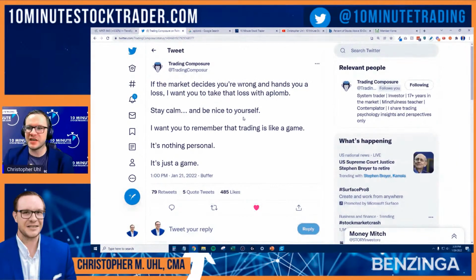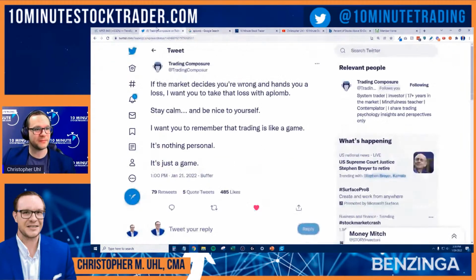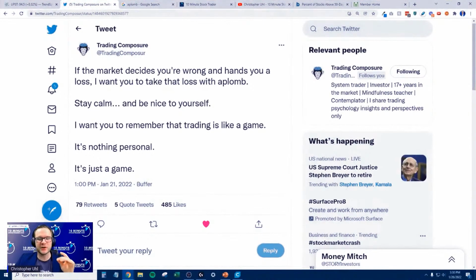If the market decides you're wrong and hands you a loss, I want you to take that loss with aplomb. That is actually a word. I had to Google it. It means self-confidence or assurance, especially in a demanding situation. Take the loss with self-confidence. Stay calm. Be nice to yourself. Remember that trading is like a game. This is something I say all the time: trading is just like playing Mario. Once you know the rules, it gets really easy. It's nothing personal. It is just a game.